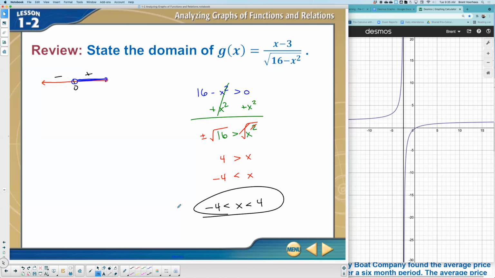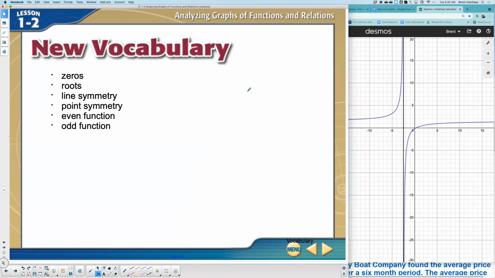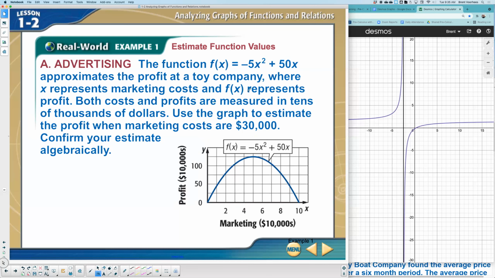Okay, now let's finally start with this new lesson, 1-2. So today we're talking about analyzing functions and relations. We're going to talk a little bit more in depth about functions and relations and how we can analyze them. So first, it says this function, f of x, approximates the profit of a toy company, where x is marketing cost and f of x represents profit. So profit is on the y-axis, and marketing is on the x-axis. It says both costs and profits are measured in tens of thousands of dollars. Use the graph to estimate the profit when marketing costs are 30 grand. Confirm your estimate algebraically.